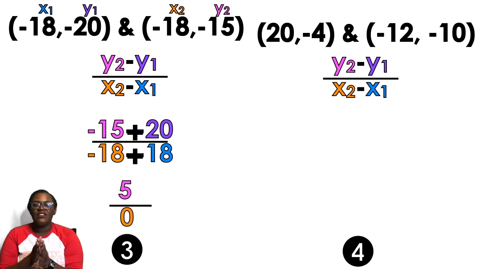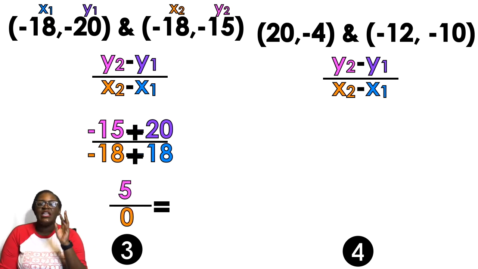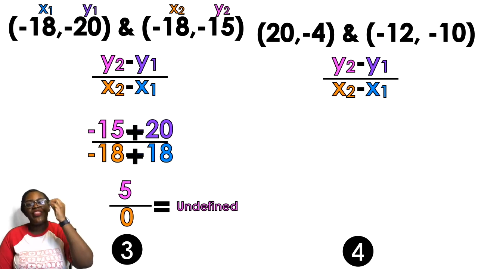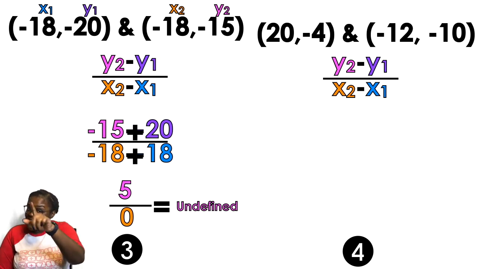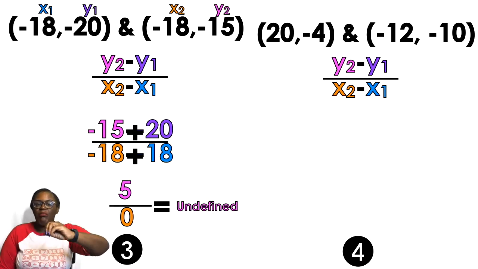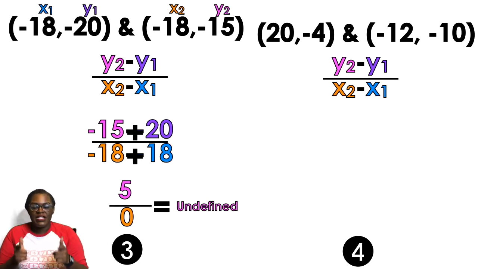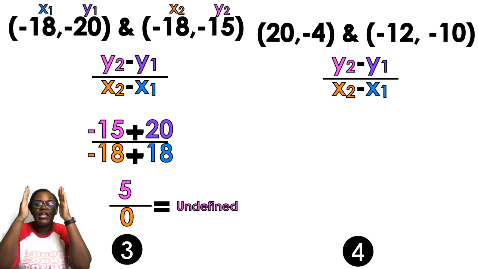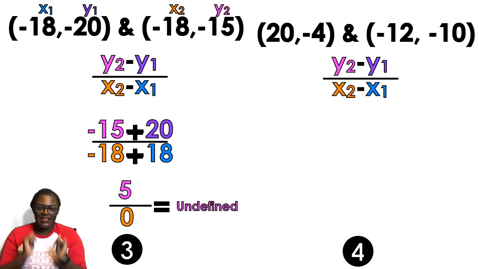Negative 18 plus 18 is going to give me 0. 5 over 0 equals undefined. Anytime you have a 0 on the bottom, not the 0 on the top, the 0 on the bottom is going to give you undefined as your final answer. Do not put 5 over 0 as your answer. Put undefined. That's the answer.